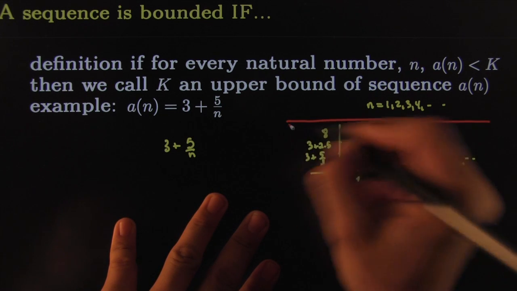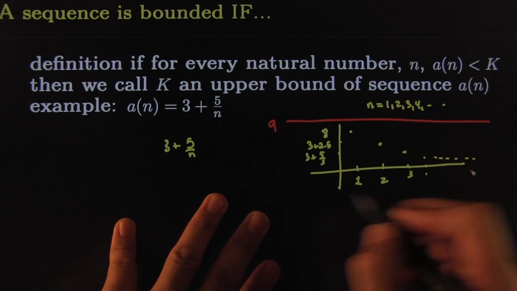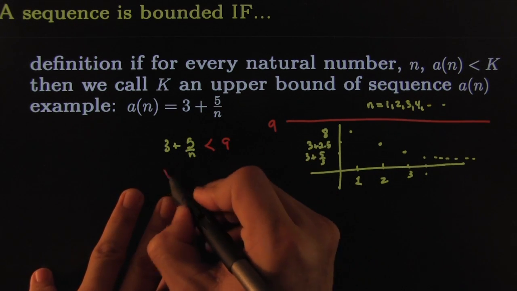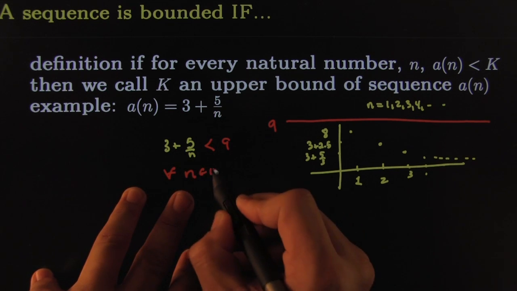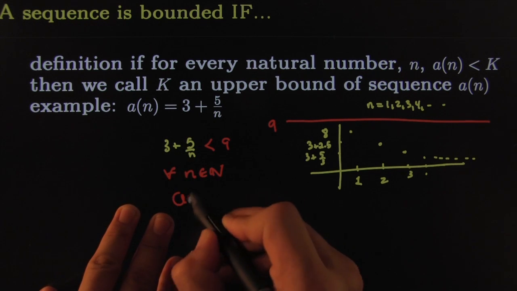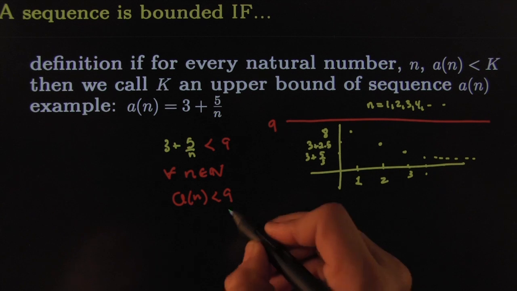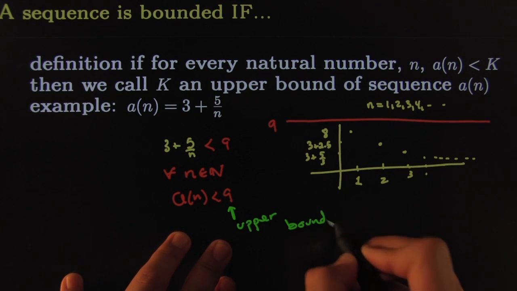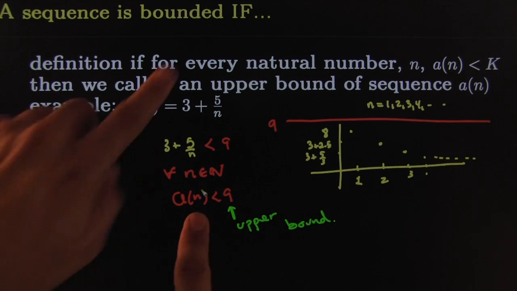So anyways, you could pick a number like 9. Obviously all these little dots lie below 9. So you could say this is less than 9 for every possible n that you could choose, that's a natural number. My sequence a n is less than 9. So that number right there is called an upper bound, and if it has an upper bound, we say that the sequence is bounded.